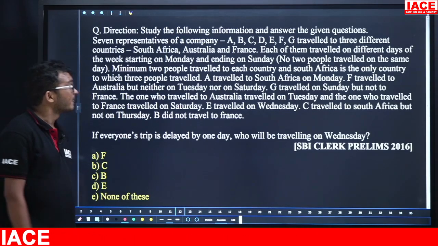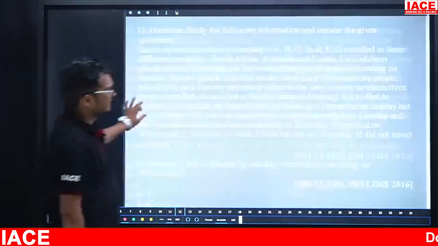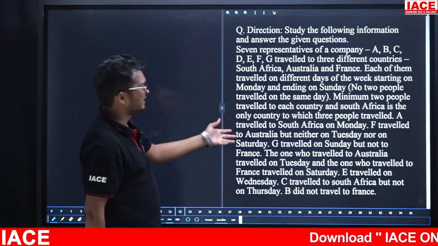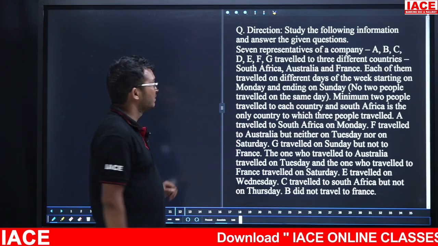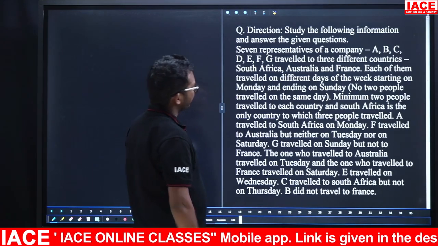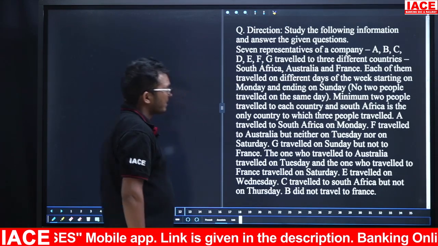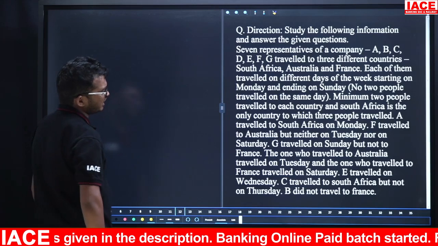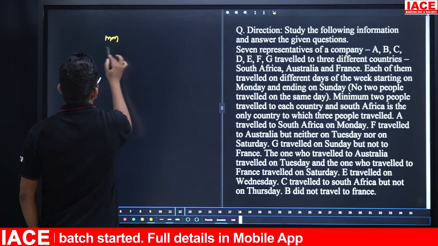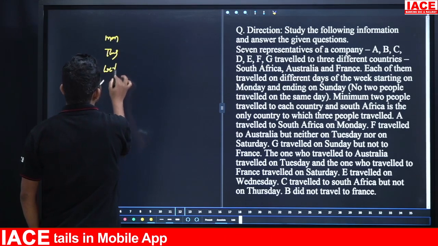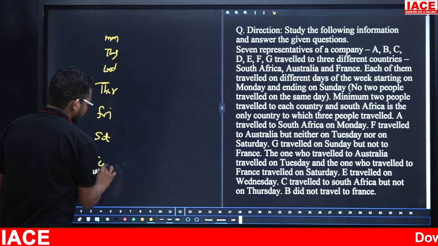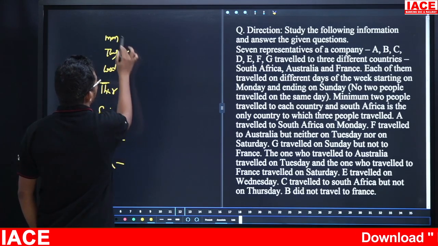Yes, time up. Here the question is from puzzle, so take your given data. Friends, maybe it looks a little bit big, but it is too easy to solve. The given one is: total we have 7 members who travel to 3 different countries: South Africa, Australia, France. Each of them traveled on different days of the week, starting from Monday and ending on Sunday: Monday, Tuesday, Wednesday, Thursday, Friday, Saturday, ending is Sunday. Yes, leave it. Now go for next one.